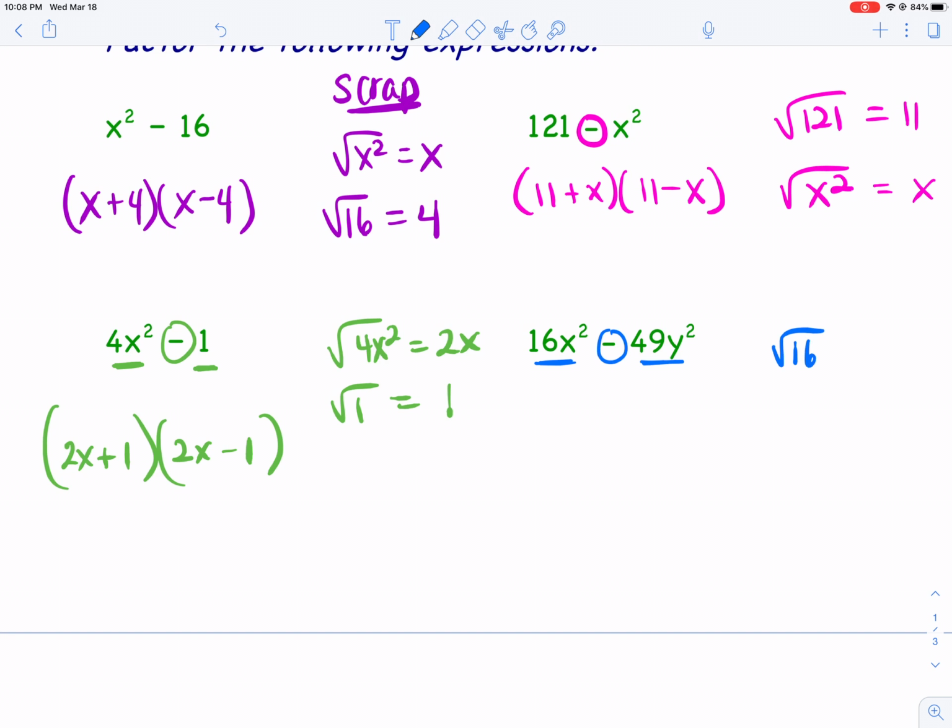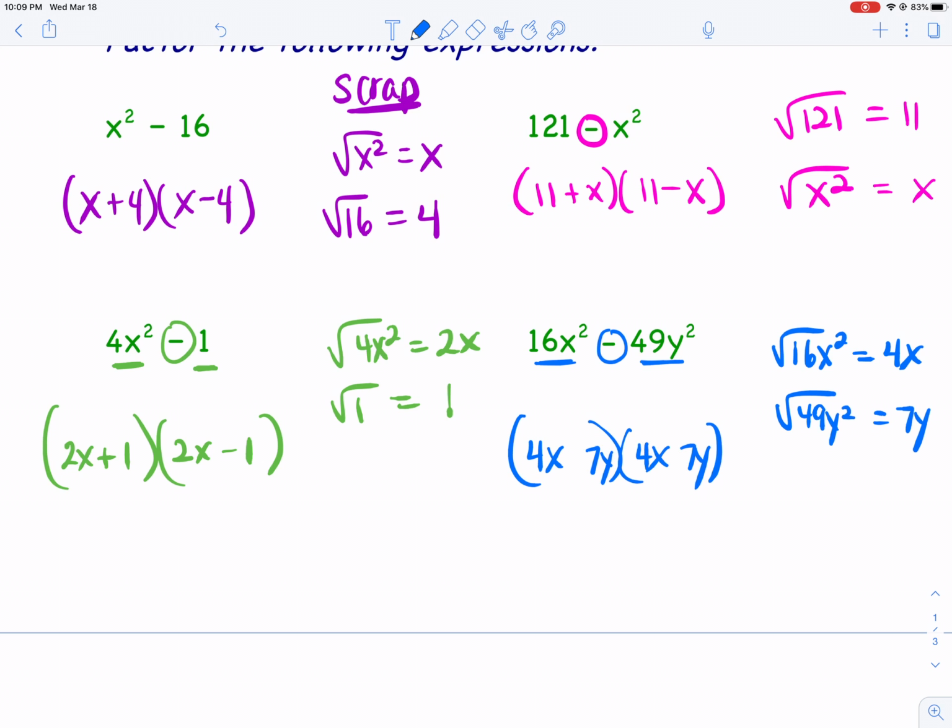The square root of 16x squared is 4x. The square root of 49y squared is 7y. Set up my two binomial factors. 4x goes first in each, 7y goes second in each, and I'll put a plus and a minus.